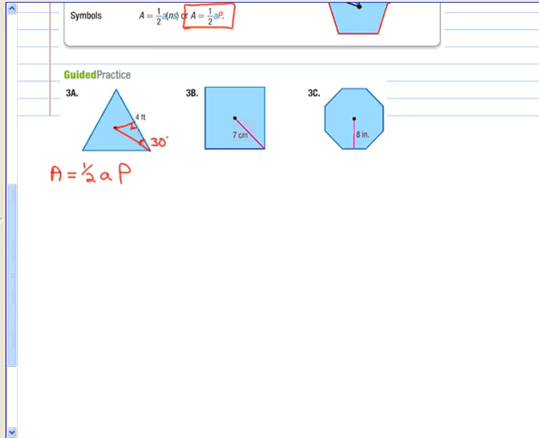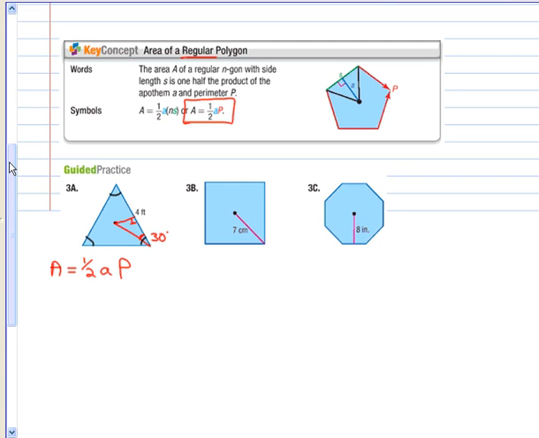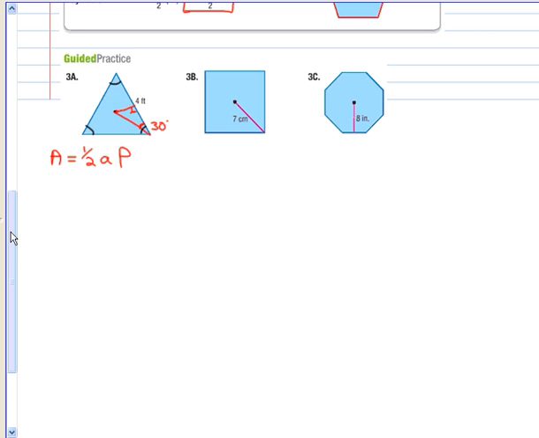Well, a regular triangle has 60, 60, 60. And so we just cut it in half with this radius right over here. The radius will do that to all these regular polygons. It will cut that angle of the vertex in half. So I do have, I heard it back there, a 30, 60, 90 triangle.